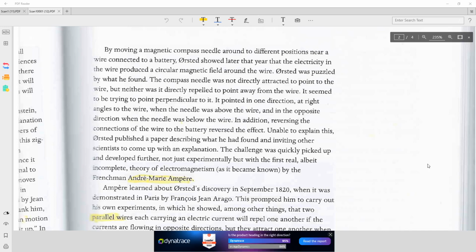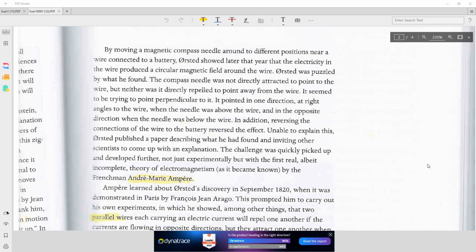The compass needle was not directly attracted to point to the wire, but neither was it directly repelled to point away from the wire. It seemed to be trying to point perpendicular to it. It pointed in one direction at right angles to the wire, when the needle was above the wire, and in the opposite direction when the needle was below the wire. In addition, reversing the connections of the wire to the battery reversed the effect.